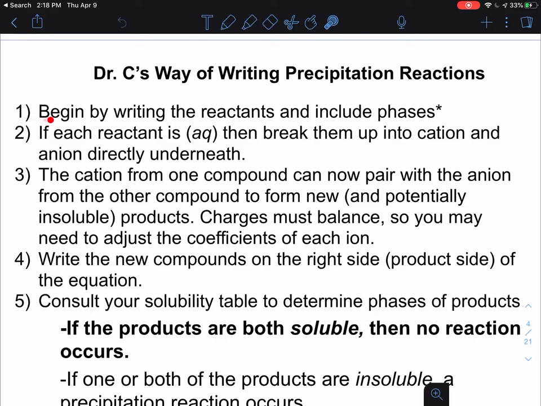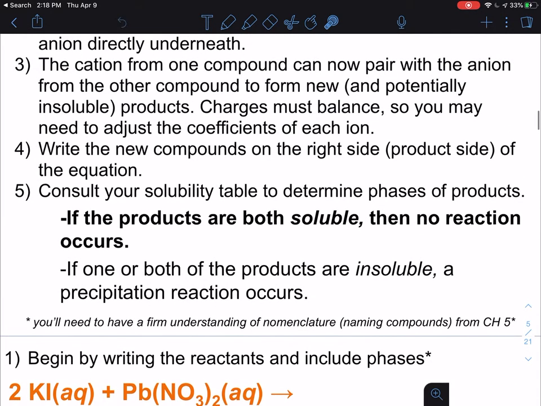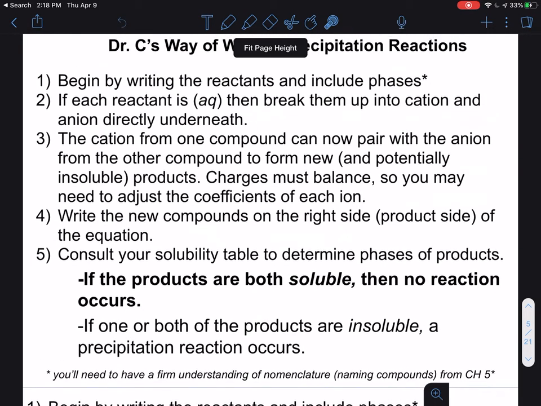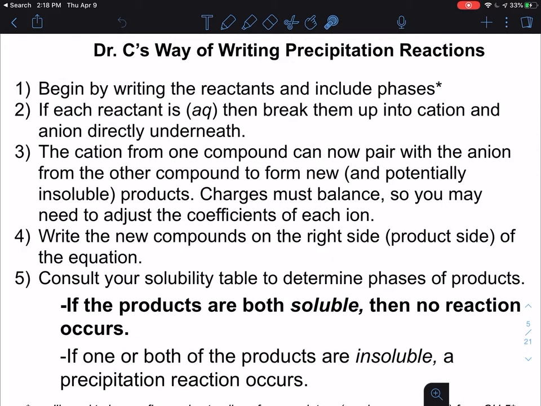The first step is you're going to begin by writing the reactants, including the phases. You don't write the entire skeleton reaction. You read the paragraph, the word problem, pick out the reactants, and write them out, including the phases. And just really fast, you'll need a firm understanding of nomenclature, meaning the naming of compounds, from Chapter 5 in order to write out the reactants. But you need to include the phases.